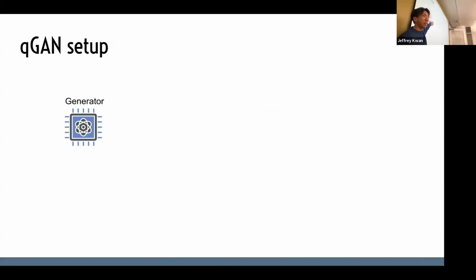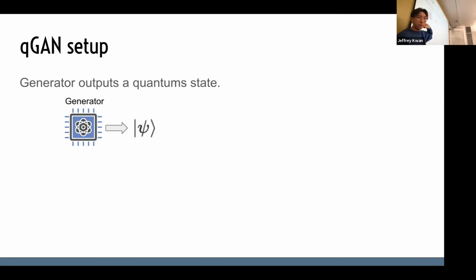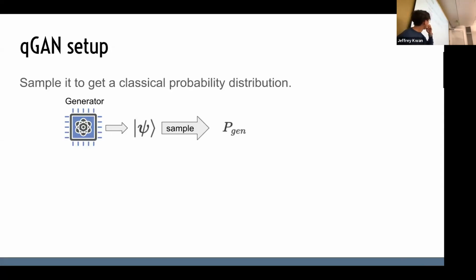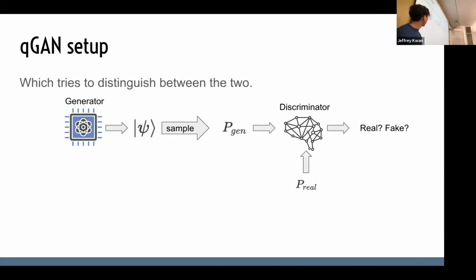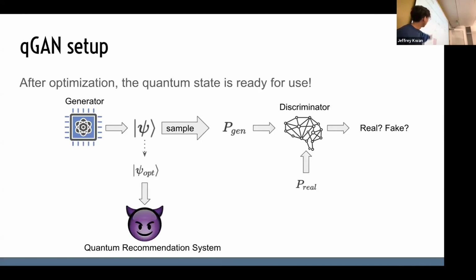You have a generator, which is just a quantum circuit, like that VQA thing I showed you earlier. It's going to output some kind of quantum state. Then you're going to sample from it, which means you measure it a bunch of times in order to get a probability distribution. Then you feed that into a discriminator along with the actual one, and it tells you if it's real or fake. And then you can do whatever you want with this quantum state at the end.